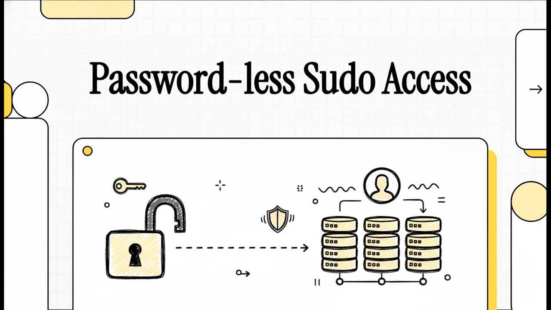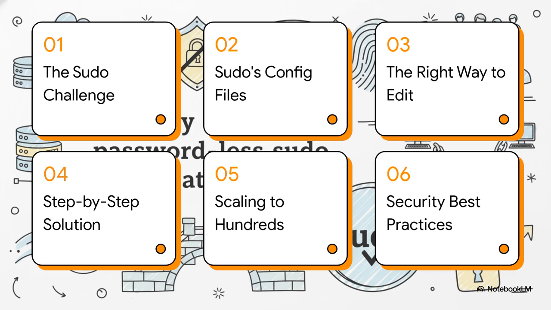Let's get right into it. Here's how we're going to break this down. First, we'll set the scene and define the actual problem with all its constraints. Then, we'll pop the hood and see how sudo actually works. After that, we'll build out the solution, step by step. And finally, we'll get to the most critical parts, how to make this work for hundreds of machines and how to do it without accidentally opening up a giant security hole.